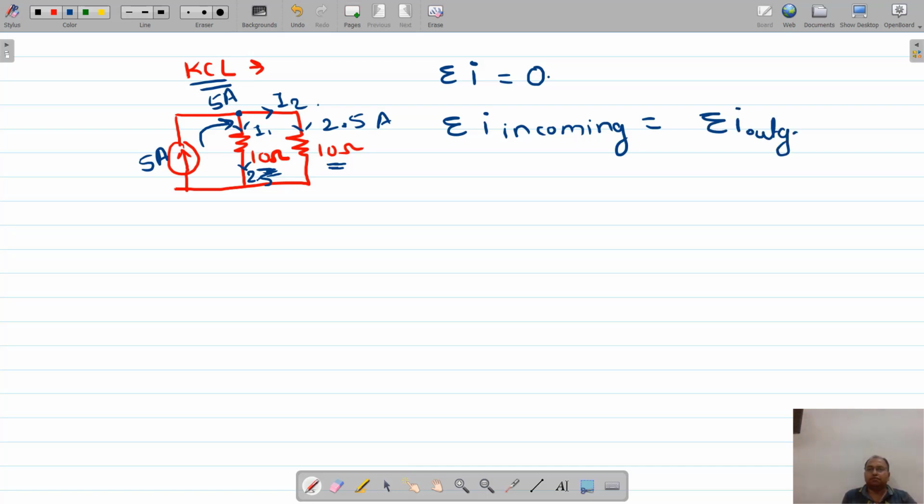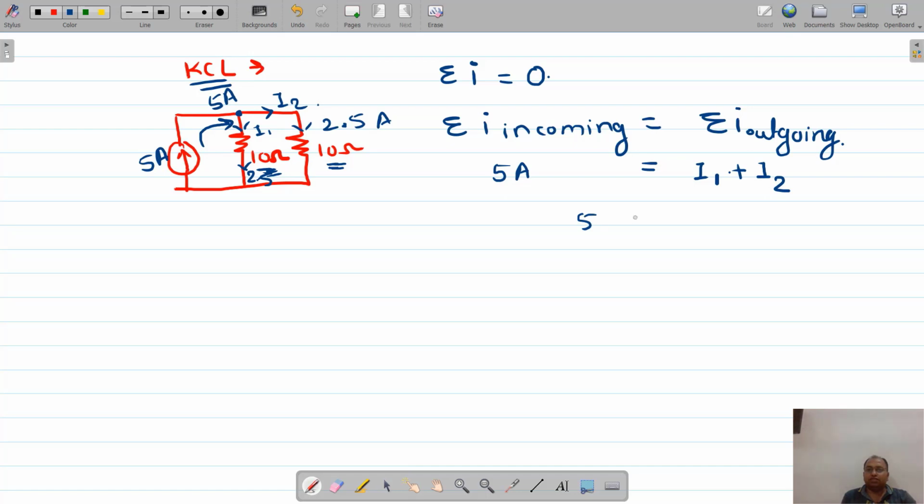So which are the incoming currents in this circuit diagram? In this circuit diagram, the 5 ampere is the only current which is entering into this junction. So the incoming current is 5 ampere. Which are the two currents that are leaving from that junction? Those are nothing but I1 and I2, and we need to take their sum, so I1 plus I2, isn't it?